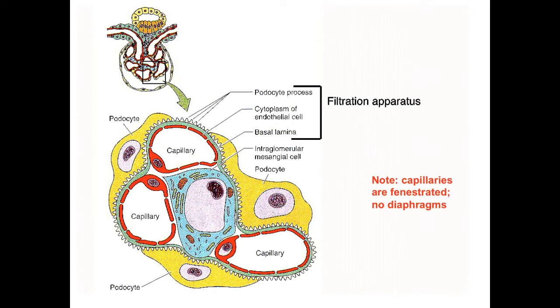We've just said the capillaries are fenestrated. They do not have diaphragms. You can see the intraglomerular mesangial cells here, and intraglomerular mesangial cells play an important role in not only supporting the filtration barrier, but also, as we suggested in an earlier podcast, in cleaning the filtration barrier.